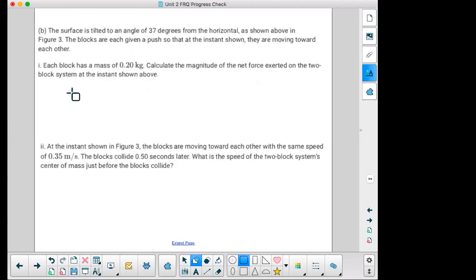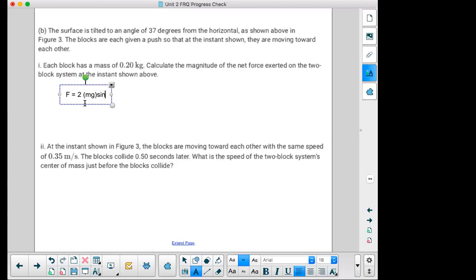All right, so we go up here and we say the net force on the system is 2 mg sine theta. Right? Each block has mg sine theta acting on it while it's on the ramp, acting to accelerate it. It's got the quantity mg sine theta acting to accelerate it, and there's two blocks, so there's the two.